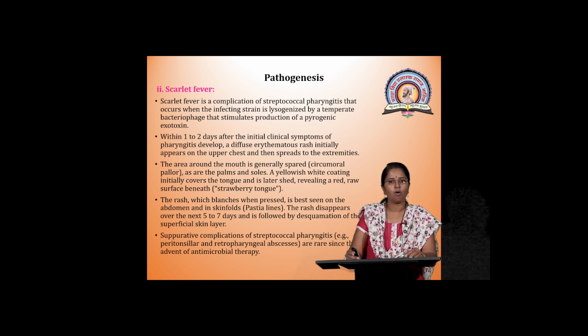Scarlet fever is a complication of streptococcal pharyngitis that occurs when the infecting strain is lysogenized by a temperate bacteriophage that stimulates production of a pyrogenic exotoxin. Within 1 to 2 days after the initial clinical symptoms of pharyngitis develop, a diffuse erythematous rash initially appears on the upper chest and then spreads to the extremities. The area around the mouth is generally spared, as are the palms and soles. A yellowish white coating initially covers the tongue and is later shed, revealing a red raw surface beneath, that is the strawberry tongue. The rash, which blanches when pressed, is best seen on the abdomen and in the skin folds.